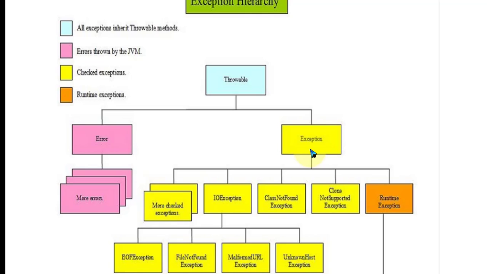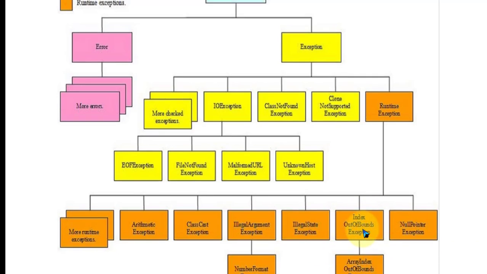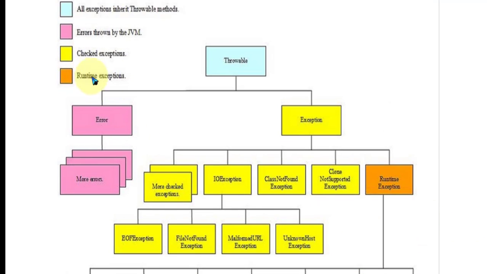Next, Exception now has a number of children. Look here. The yellow blocks are nothing but the checked exceptions. And this orange part is the RuntimeException. These are your unchecked exceptions. They are known as runtime exceptions also. So look here, it is a runtime exception.